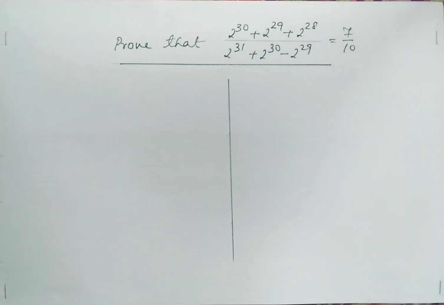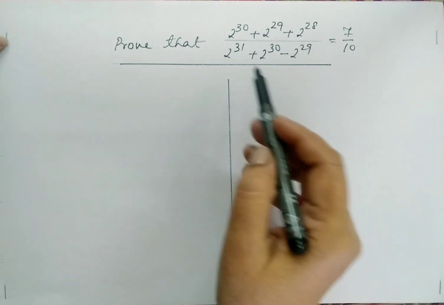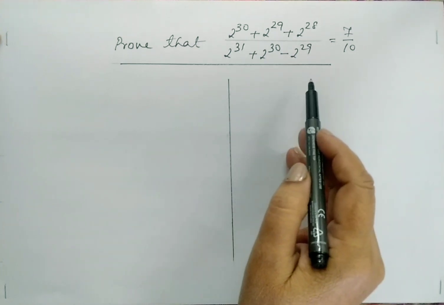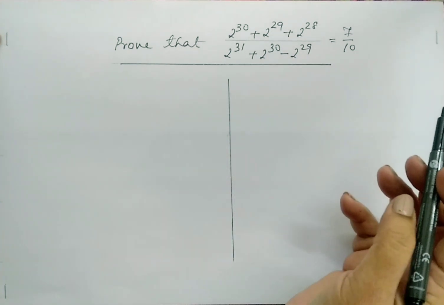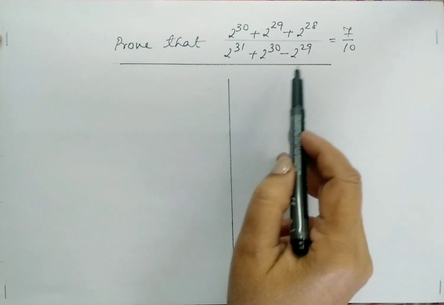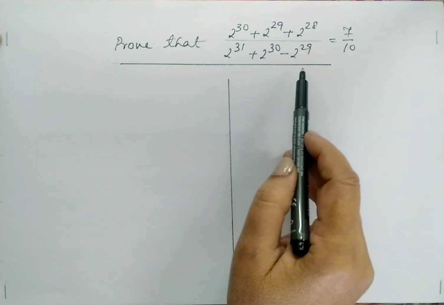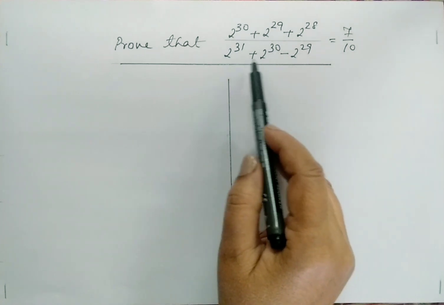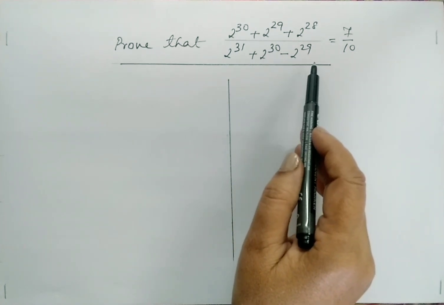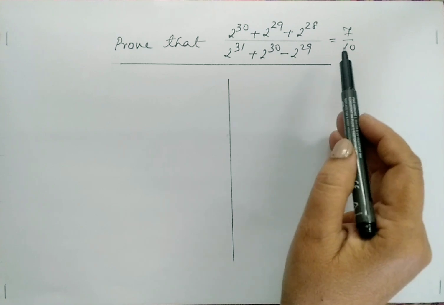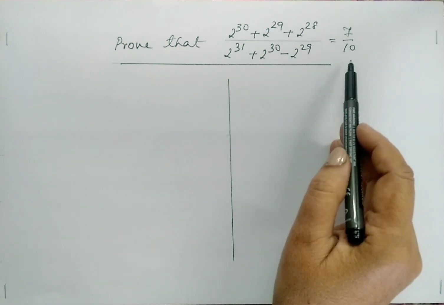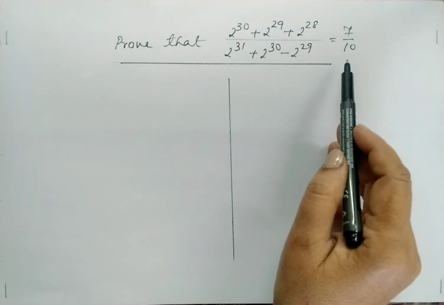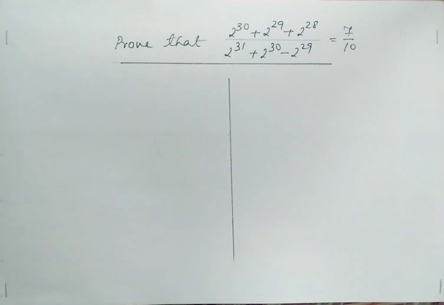Hi guys, so let's get started with yet another exponential equation sum, right? So we have on the left hand side this elaborate distribution of powers which we have to end up being equal to 7 by 10. All right, so what should be our first step?